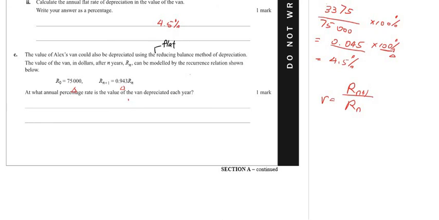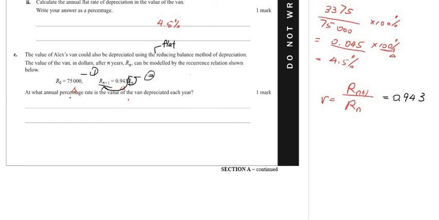So if we do that, then we can find out from this equation over here. I'll label it as equation number 2, equation number 1. So from this equation, if I rearrange it by dividing both sides by Rn, the Rn on the right hand side moves to the denominator, and Rn divided by Rn is just equal to 1, so that is cancelled out. Then R(n+1) over Rn is just equal to 0.943.